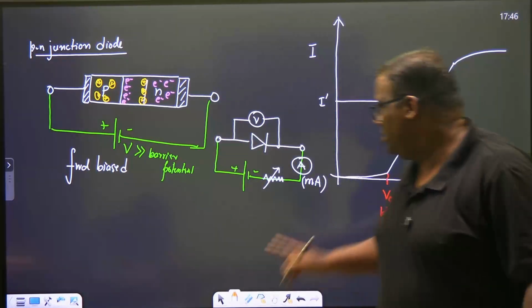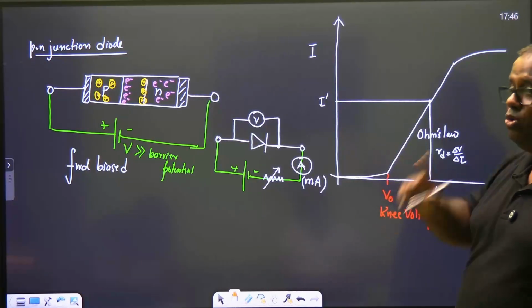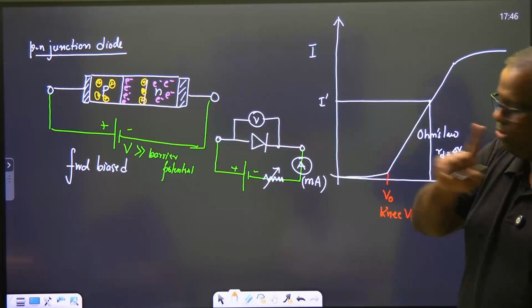Current flows once your applied voltage is beyond the knee voltage. But you don't know the knee voltage at first.